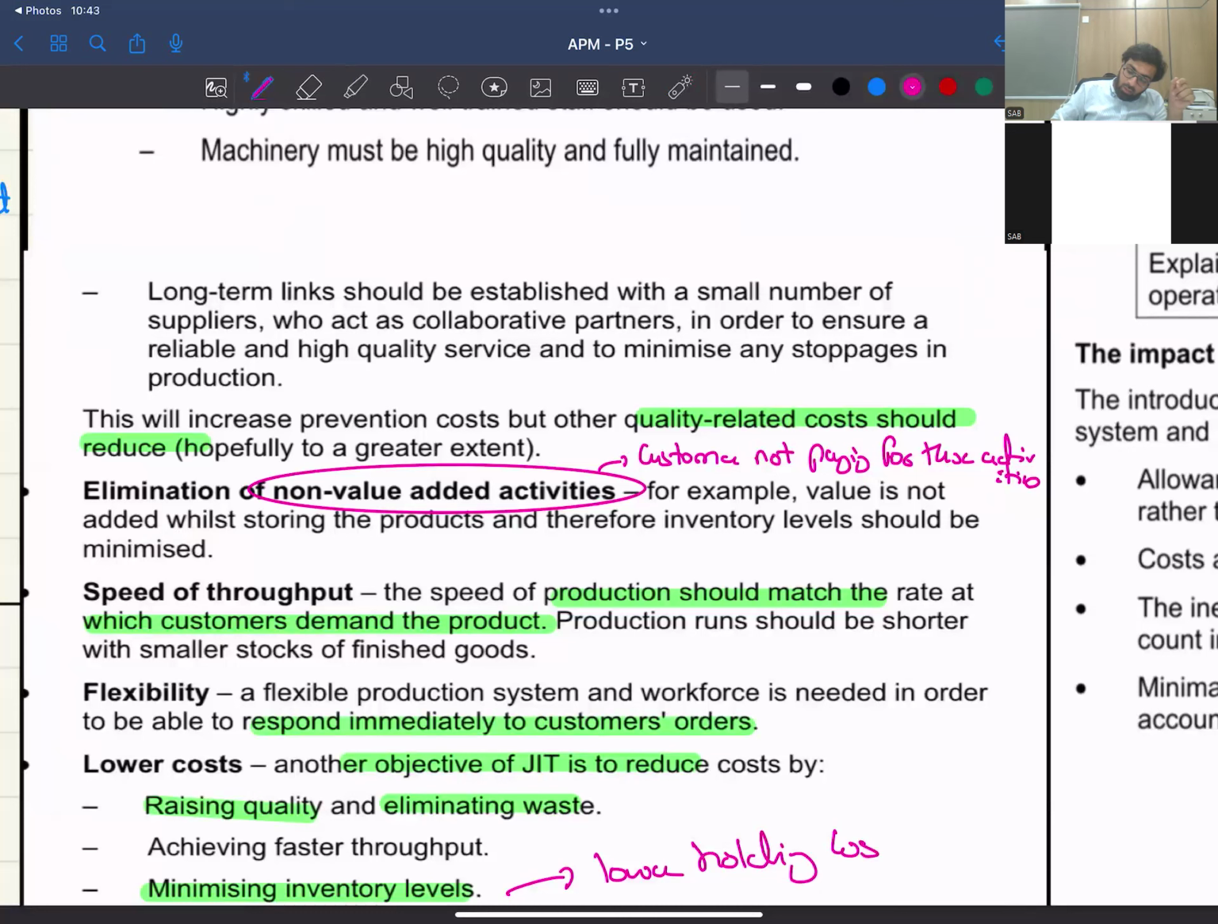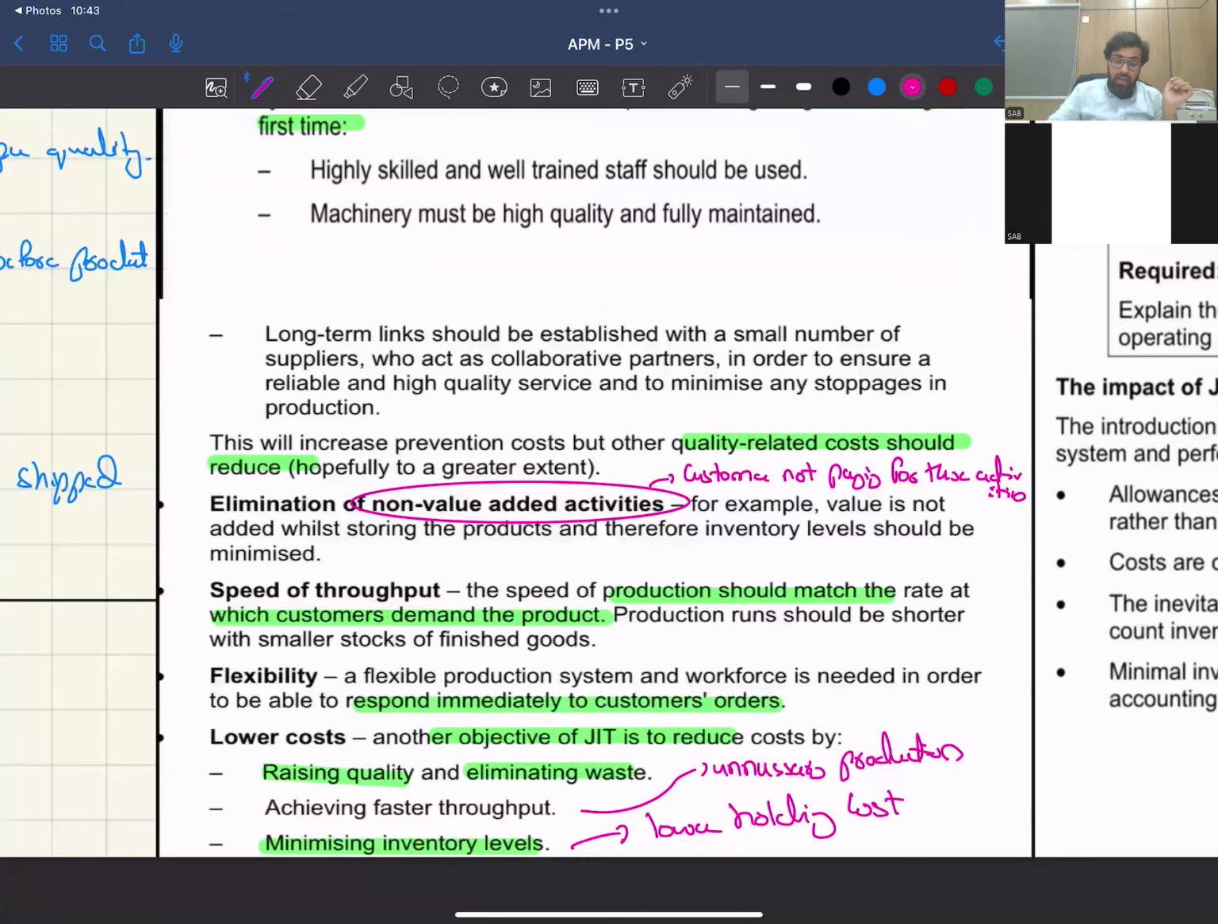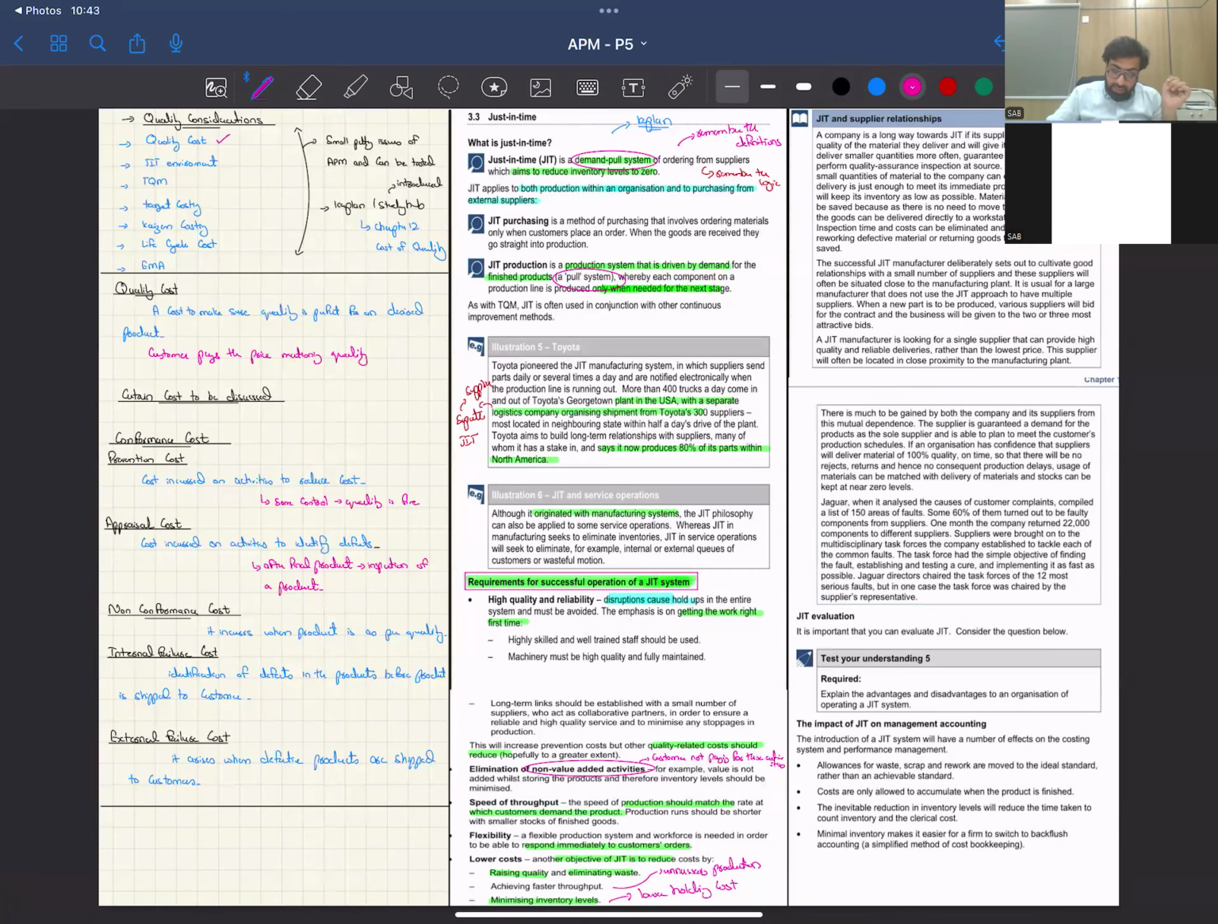That means there will be lower holding cost and achieving faster throughput. You're going to achieve the faster throughput because you're going to make the products when they are demanded. You are not going to do unnecessary production. So that's the key fact of JIT.